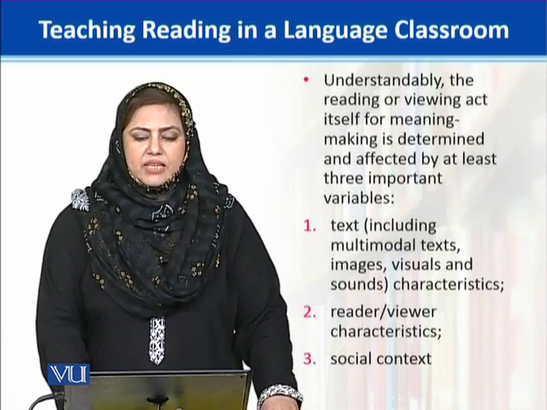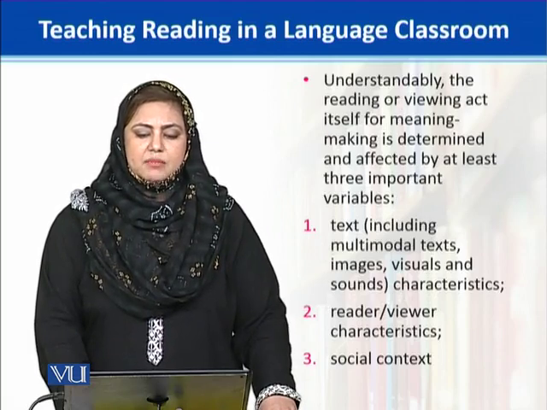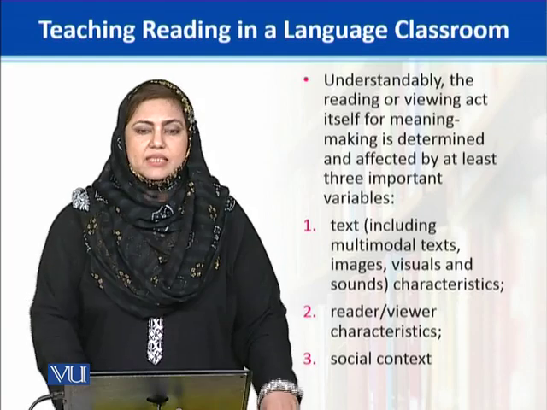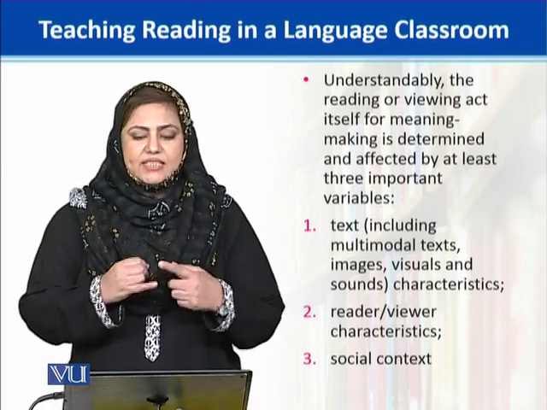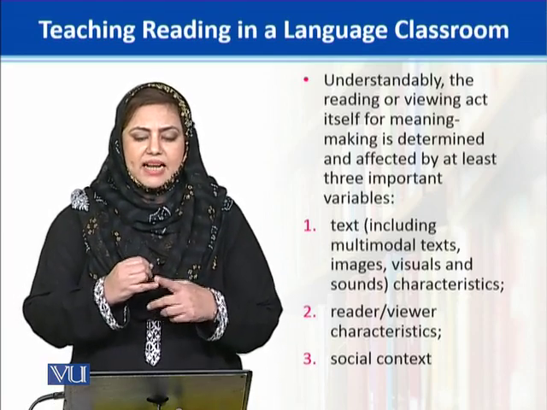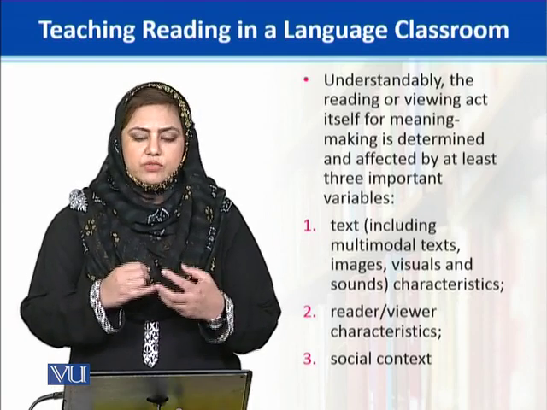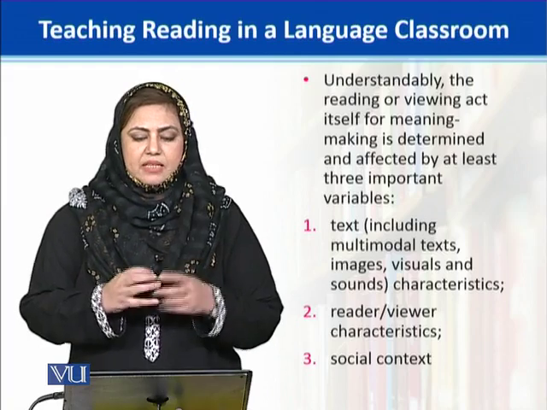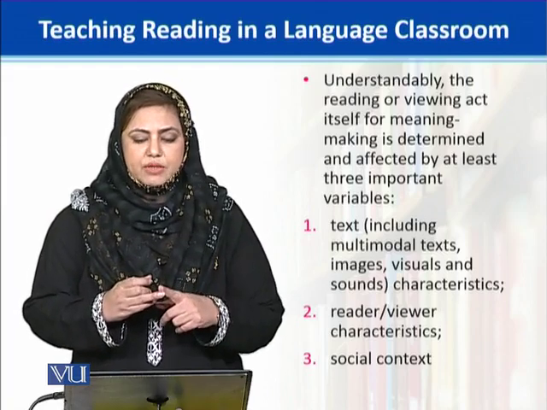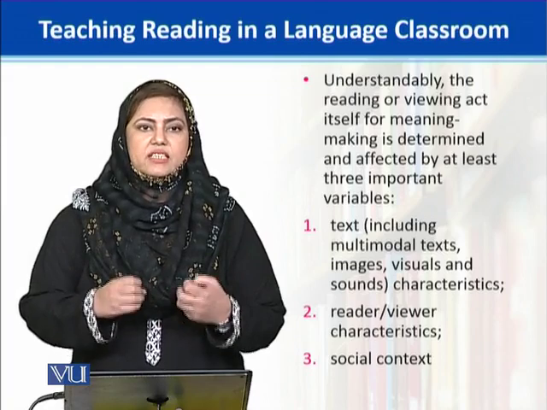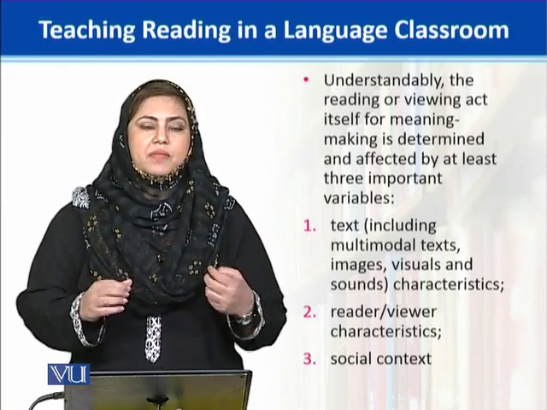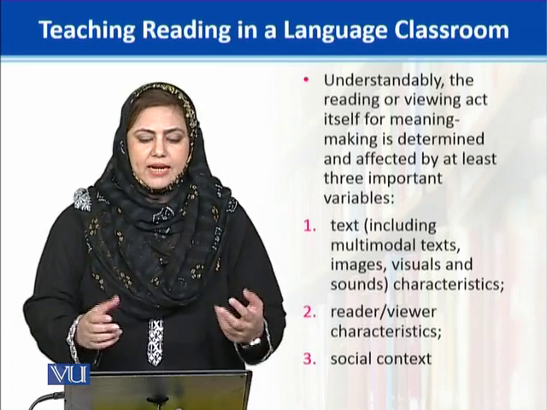Understandably, the reading or viewing act itself for meaning making is determined and affected by at least the following three important variables. Number one, the text. Now, the texts include multimodal texts that would have images, visuals, sounds, characteristics, etc. Number two, the reader and viewer characteristics. What kind of reader, what kind of viewer, what is the nature of the viewer, what is the level of knowledge of the viewer, etc.